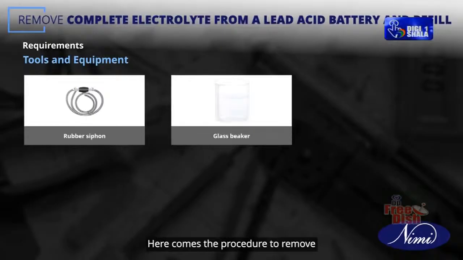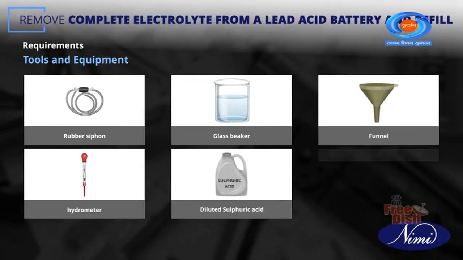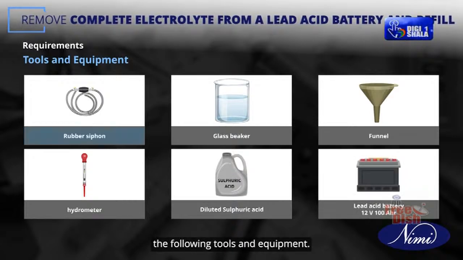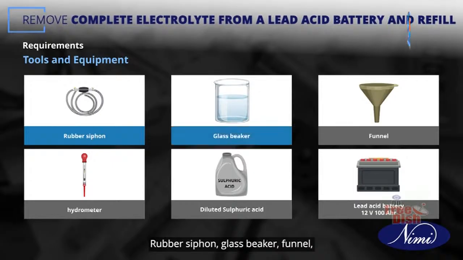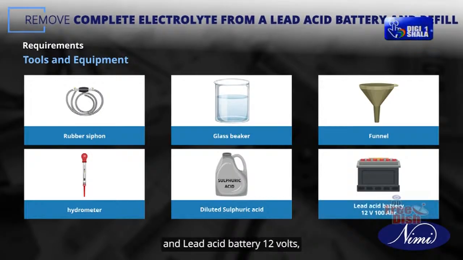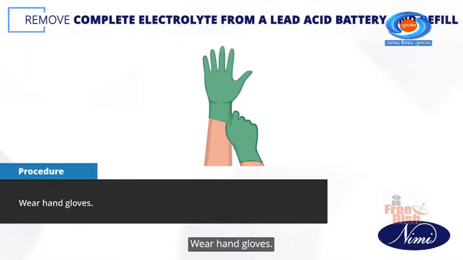Here comes the procedure to remove electrolyte from a lead acid battery and refill. Ensure you have all the following tools and equipment: rubber siphon, glass beaker, funnel, hydrometer, diluted sulfuric acid and lead acid battery 12 volts 100 ampere per hour. Wear hand gloves.